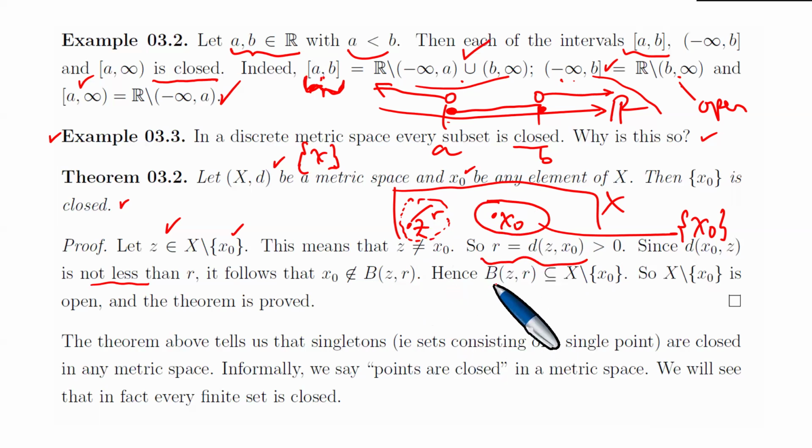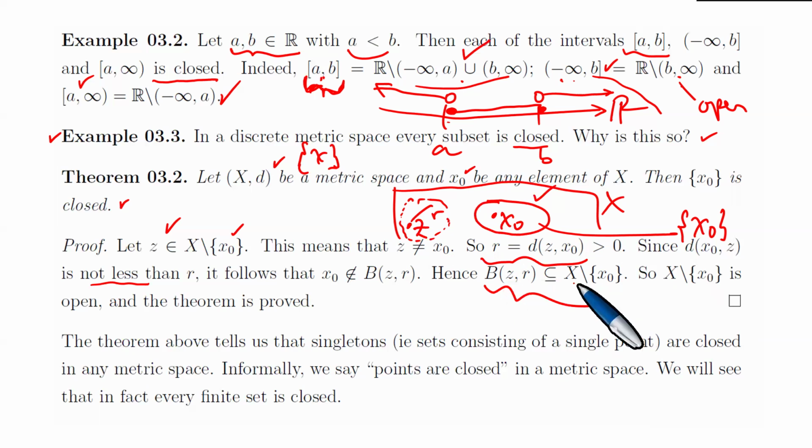Hence, the open ball of center Z and radius R is a subset of the complement of this singleton. Because the distance is so big to move from this center to X0, the open ball of center Z and radius R is in the complement of X0. It is actually outside X0, which means the complement of X0 is open.